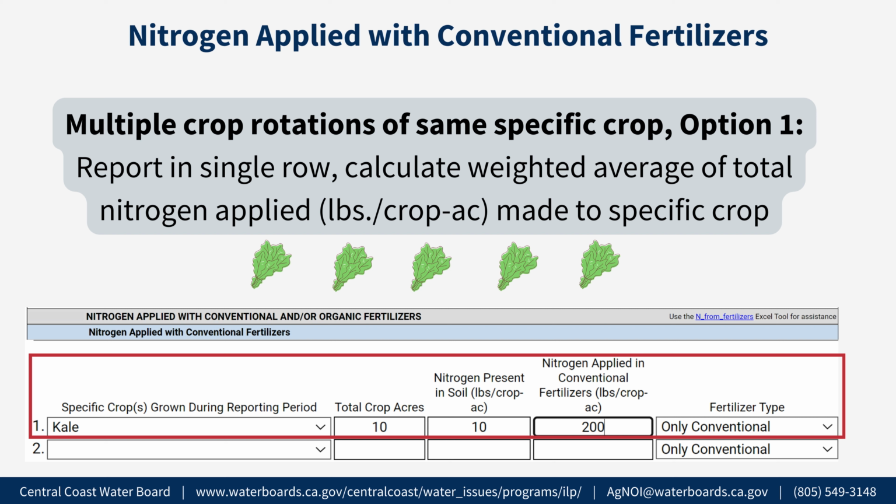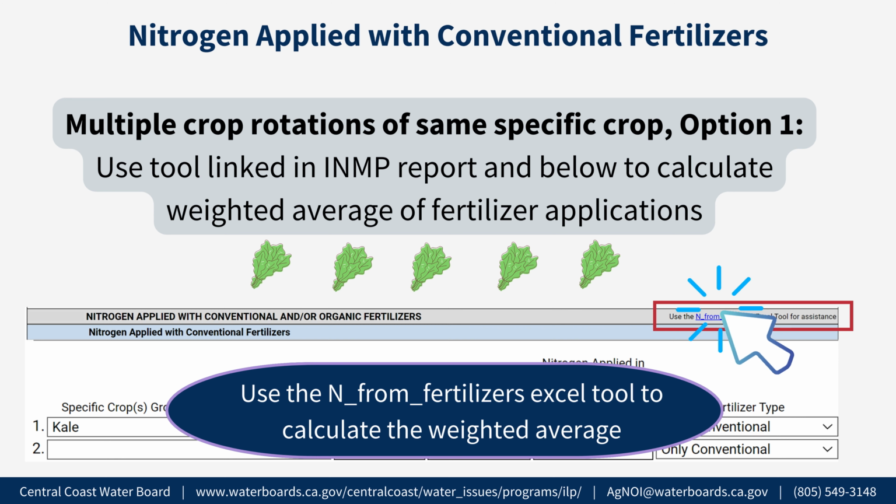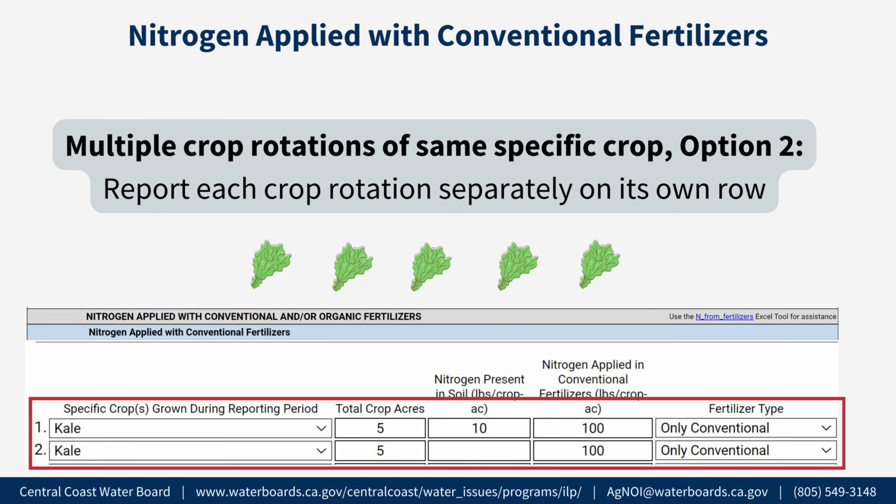In this case, the total nitrogen applied in pounds per crop acre must be the calculated weighted average of all applications made to the specific crop plantings. Use the tool linked in the INMP Summary Report and below to calculate the weighted average of fertilizer nitrogen applications. Alternatively, the grower has the option to report each crop rotation separately on its own row.